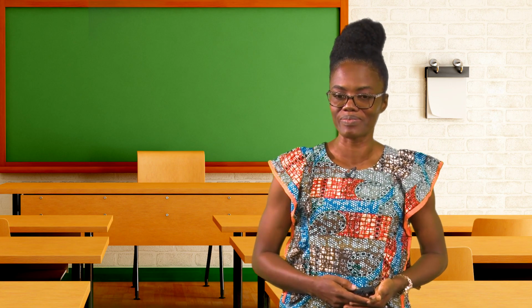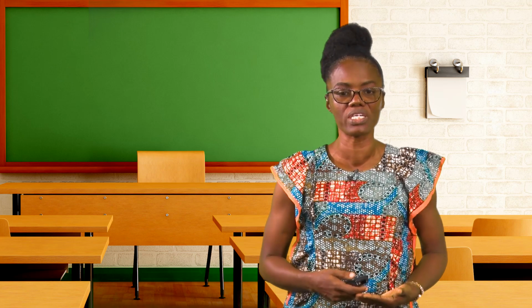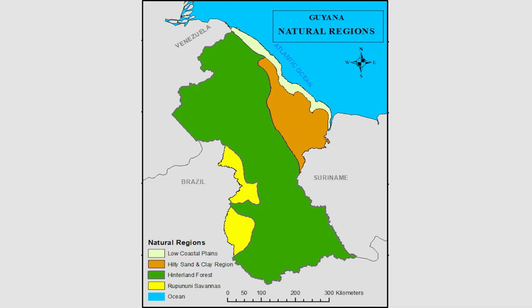So boys and girls, let's identify where the natural regions of Guyana are located and their names. The map of Guyana that you are looking at shows us exactly where each natural region is located. As you look at the map, you will notice that there is a key. And that key gives direction and information based on the name of the natural region, and the color that represents where that natural region can be located. So we have the low coastal plain that is found to the north of Guyana.